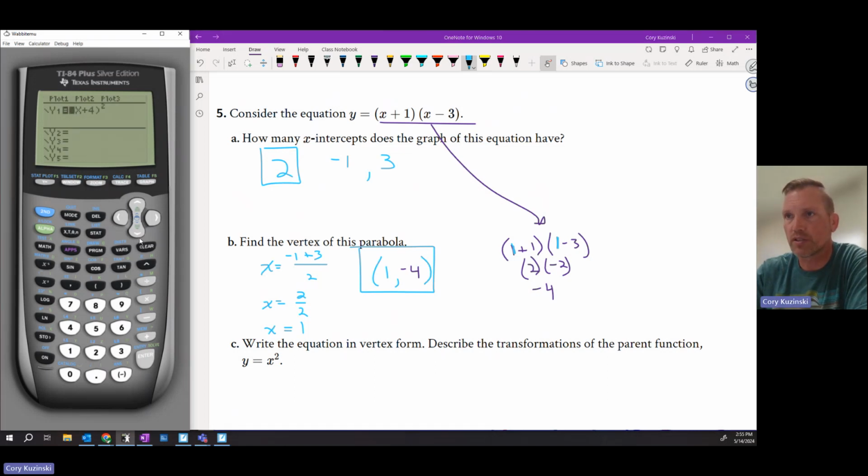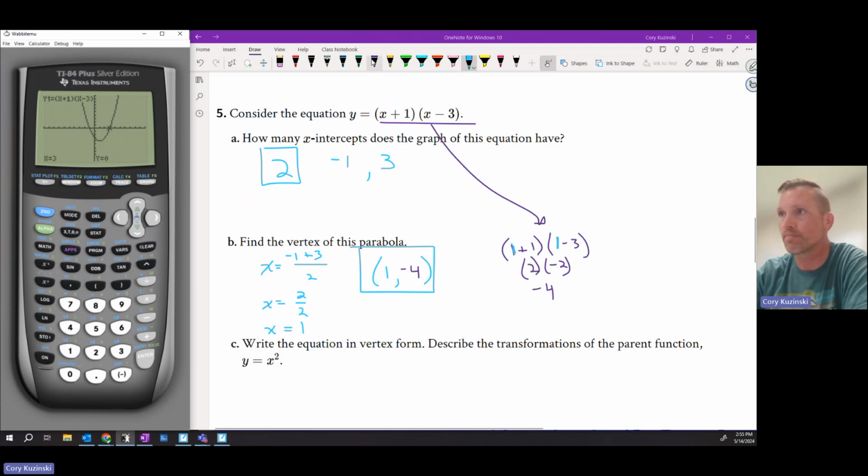Let's check. Y equals, clear it. X plus 1 times x minus 3. Graph it. Trace it. 1 and -4. There you go. That's our vertex. So we found the intercepts at -1 and +3. Halfway between those, 1. That's the x value of the vertex. Put the x value of the vertex into the equation. That gives us the y value of the vertex.